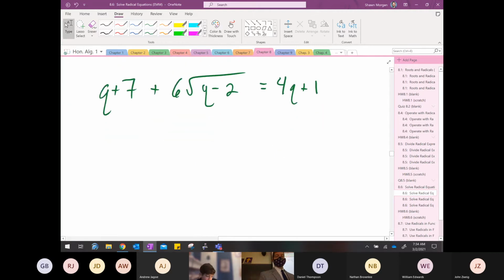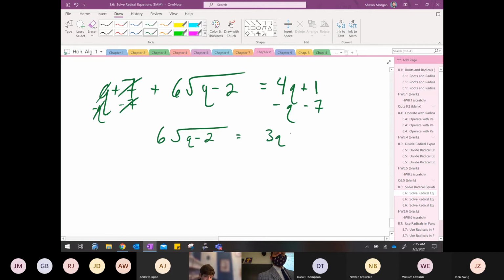So now I want to isolate the radical. Okay, so why don't we subtract q from both sides? Subtract 7 from both sides, right? 6 times the square root, 3q minus 6, okay? At this point, sometimes students go ahead and divide both sides by 6.